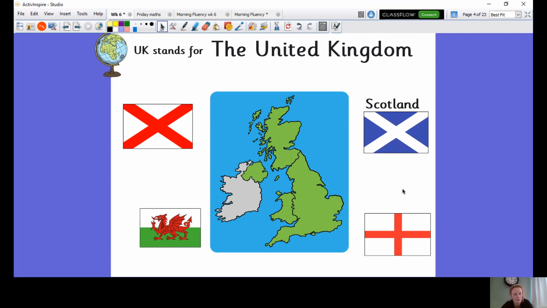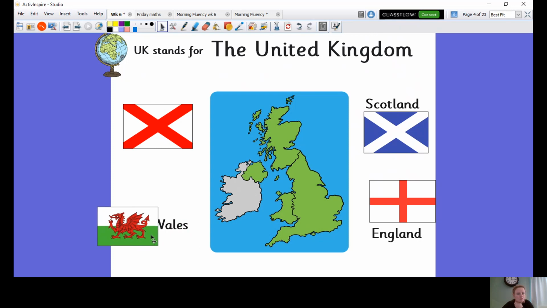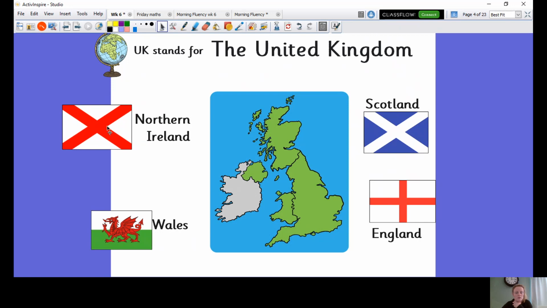And this flag, this is where we live. Do you remember that word? Yep, England. And then we had this flag, which is located here, quite close to England. Do you remember, with the dragon on it? That was Wales. And then we had this country here with this flag with the cross diagonally. That's right, that was Northern Ireland.